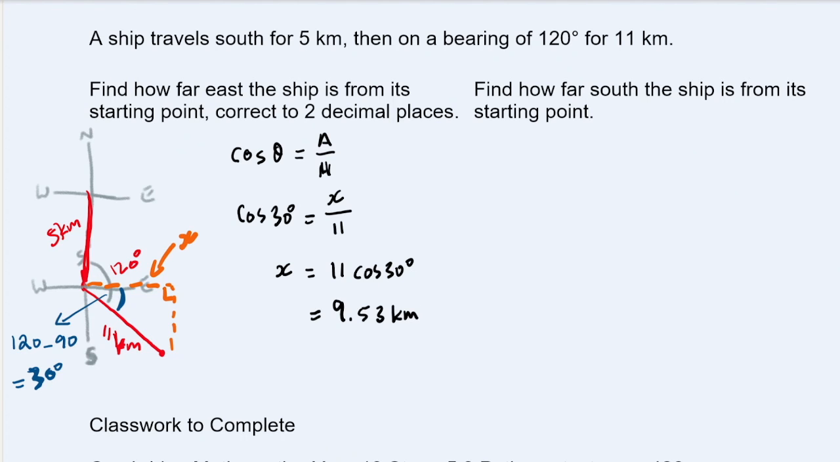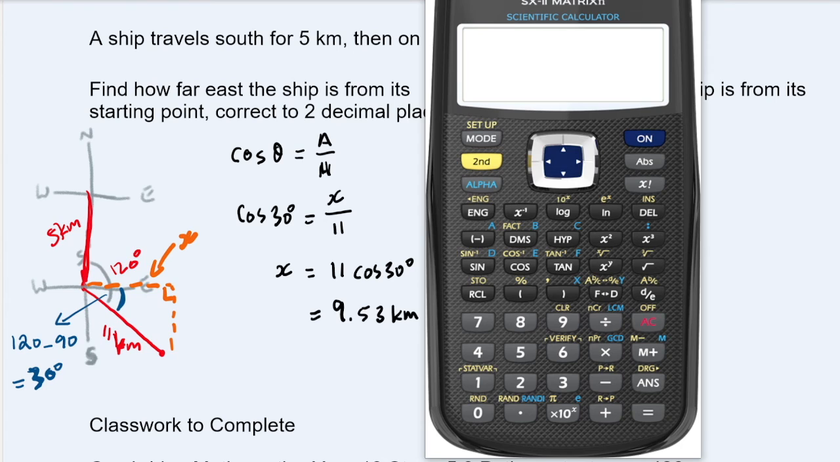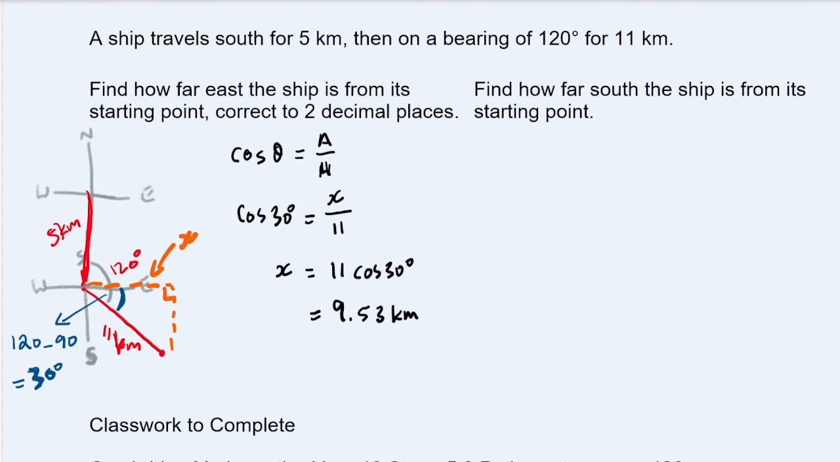Okay, let's double check that just to be sure. Trust your calculator is on. I want to go 11 cos 30, close bracket. And you can see there we have our 9.526, this 6 making that 2 become a 3. Correct answer. Let's look at the next problem.